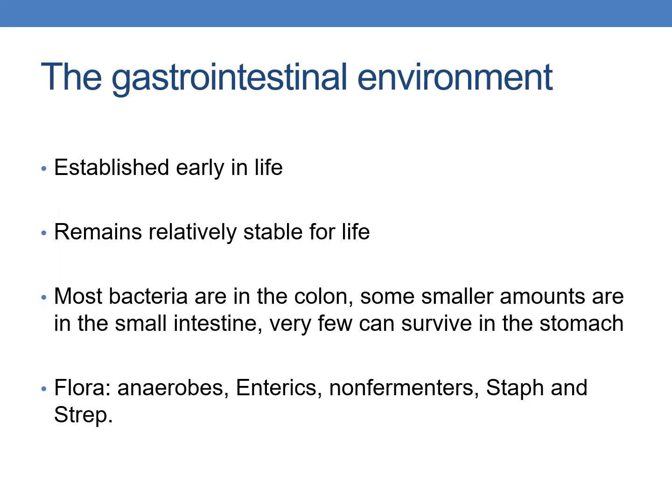The flora of the gastrointestinal system is established very early in life, and it remains relatively stable for life unless it's wiped out by antibiotics or some sort of disease process. Most bacteria are in the colon, but there are some smaller amounts in the small intestine, but very few organisms can actually survive the stomach, and that's due to the stomach pH being very acidic at about 1. Flora of the gastrointestinal environment would be things like anaerobes, enterics, non-fermenters, staphylococcus, and streptococcus.